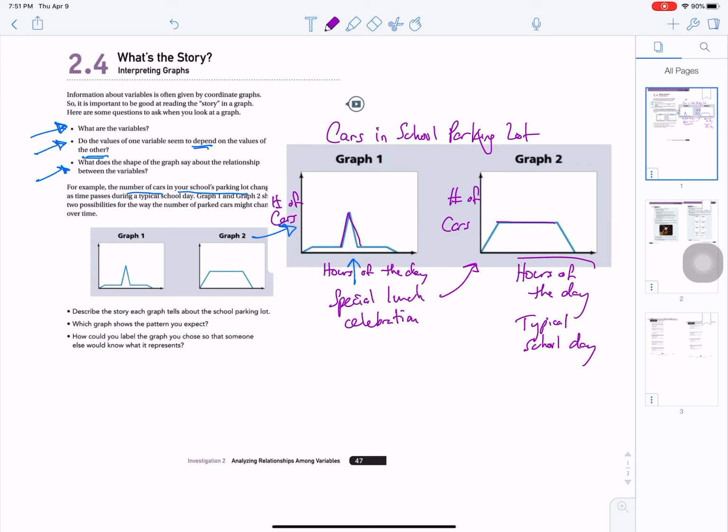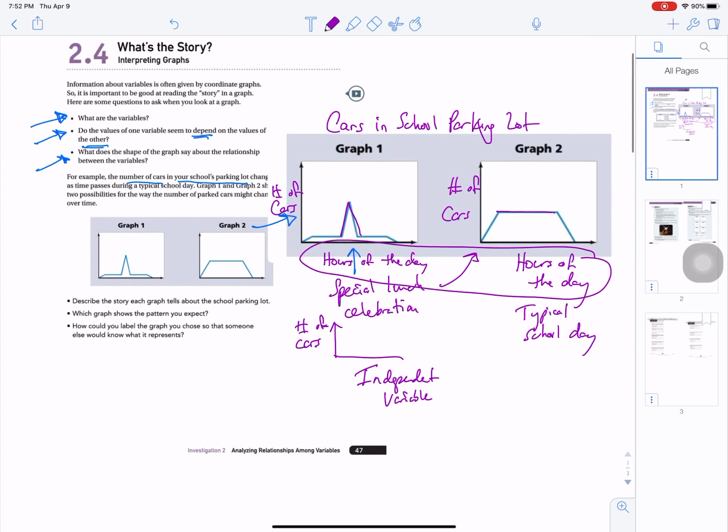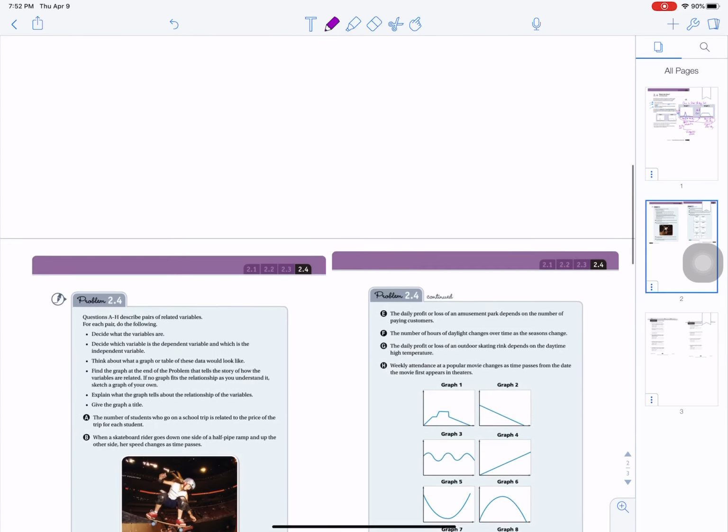Now, this hours of the day, remember that is on the x-axis. And remember that is our independent variable, right? If it was on the y-axis, it would be dependent. The number of cars depend on what's happening during the day, and in here, it depends on what's happening in the hour of the day. All right, so let's take a look.